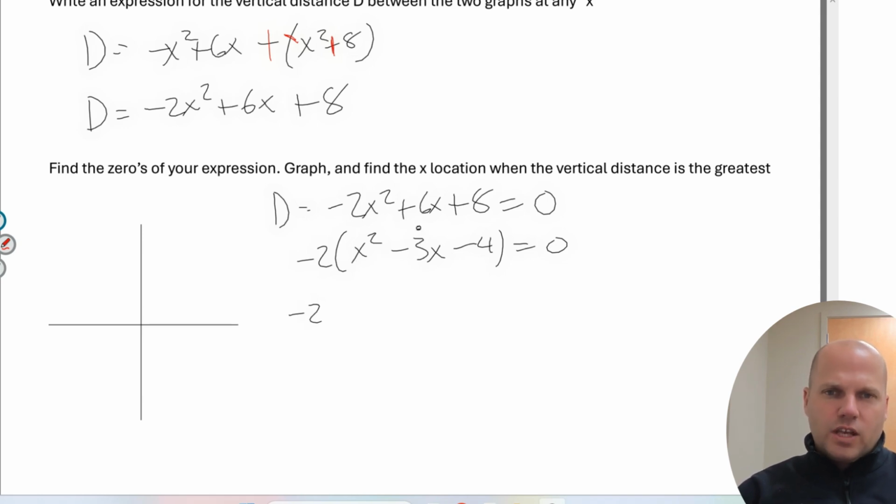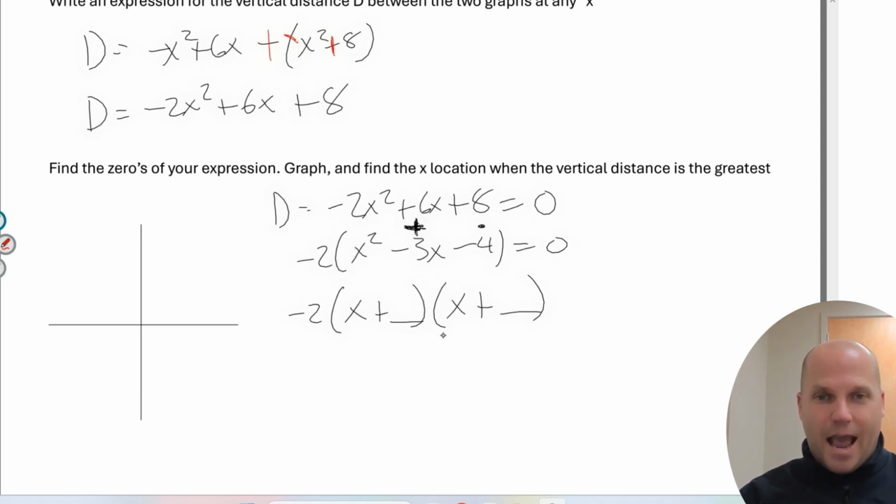What are the two numbers that add? You should know this. You're not memorizing this because you understand how to distribute. When you distribute x plus a number times x plus a number, you'll have x squared, x times a number, number times x. Those two things will be added to get the amount of x's. And then the number times the number gives you just the number. So the two numbers multiply to get this, add to get those. Those two numbers are negative 4 and positive 1.